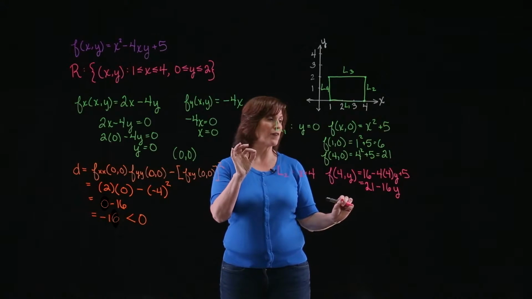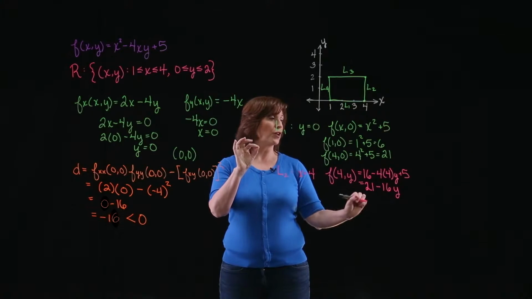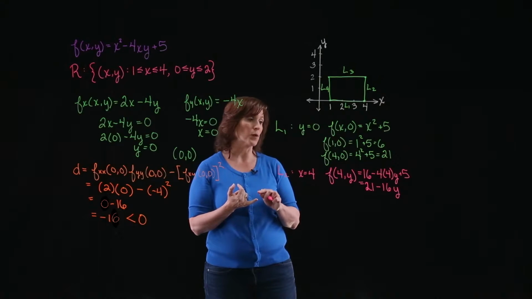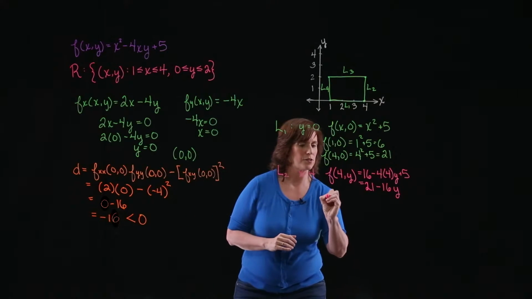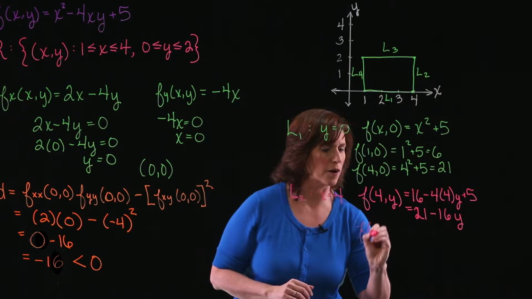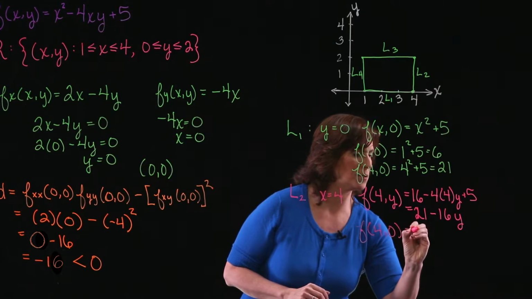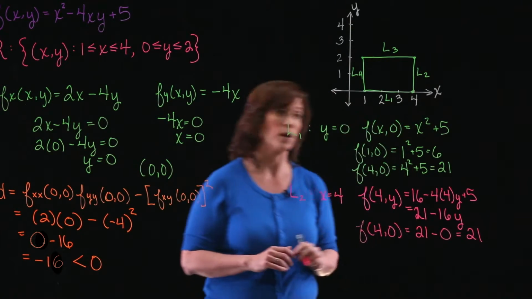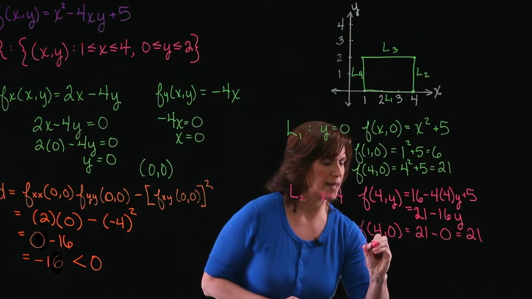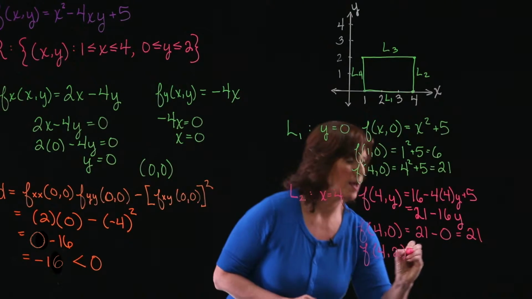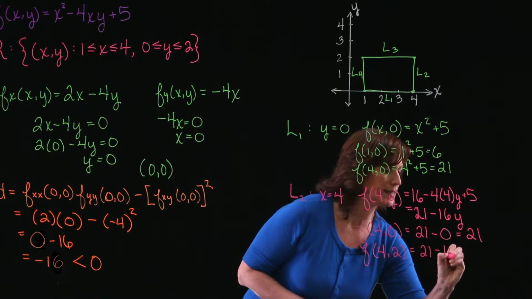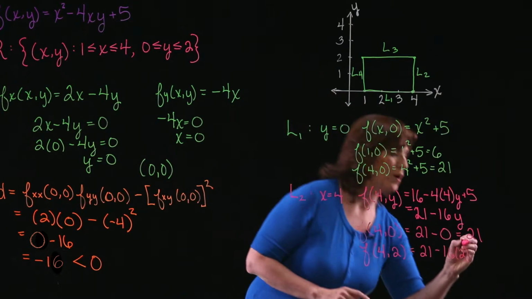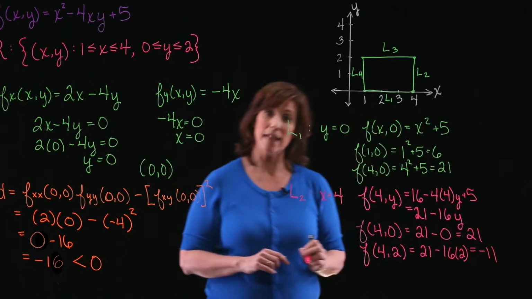Okay, now 21 minus 16y is a line, and it's a line that decreases. So I know it will have its largest value when y is 0, and its smallest when y equals 2. So let's go ahead and see what happens when y equals 0 and when y equals 2. So f of (4, 0) is going to be 21 minus 16 times 0, which is 0. So that's going to give me 21. Then we'll check out what happens at f of (4, 2), which is going to be 21 minus 16 times 2. So I'm going to have 21 minus 32, which is negative 11.